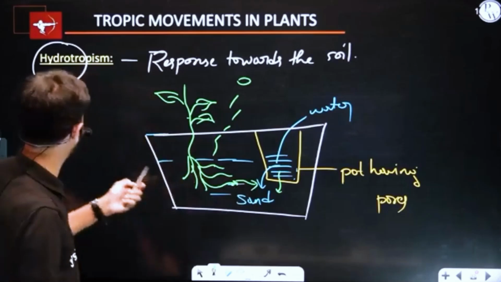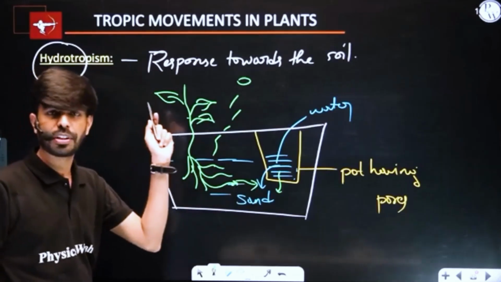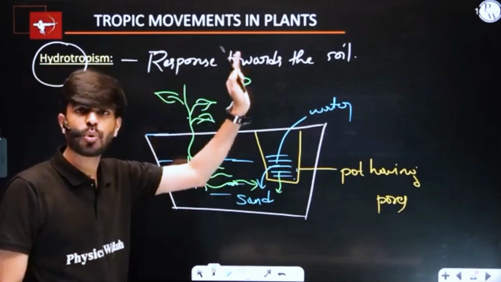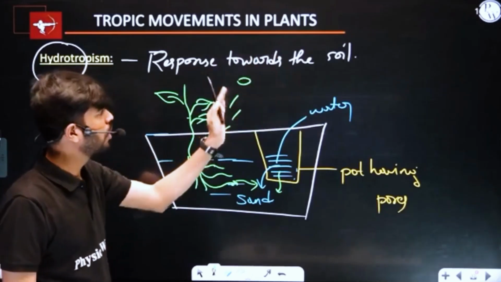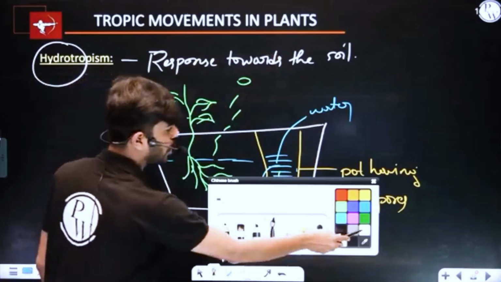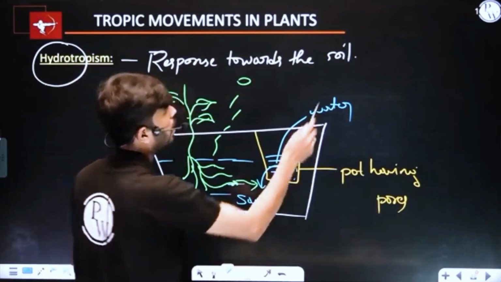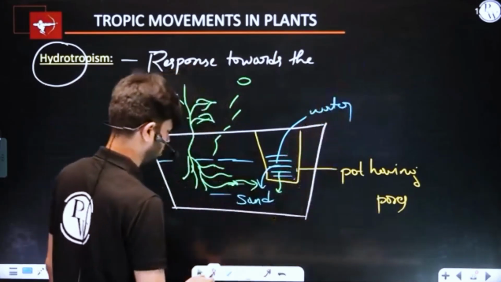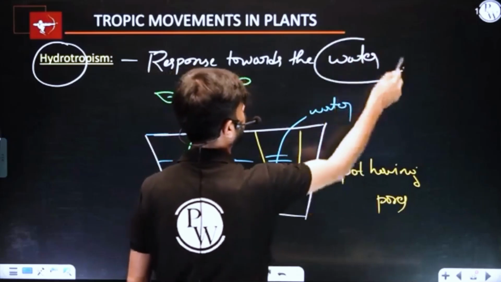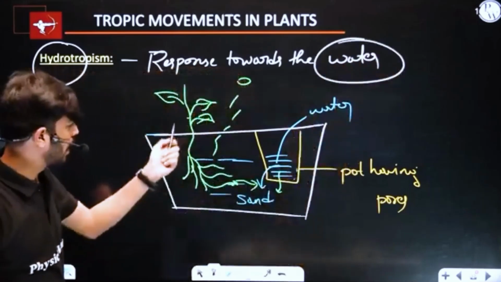Okay, let me repeat it. Hydrotropism, in the sense, is the response of a plant towards the water. Response of a plant towards what? I have just written it as soil, but it's water. Okay, towards the water. Okay, next, here we have given an example.